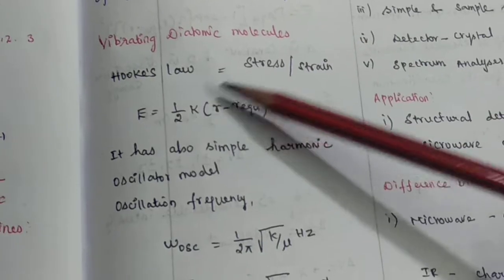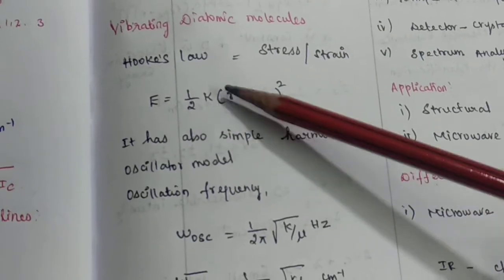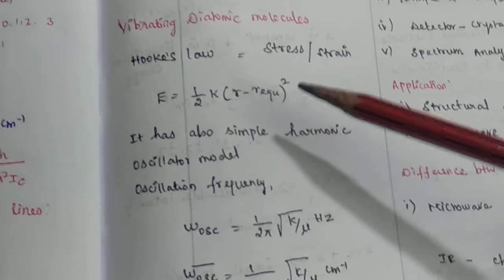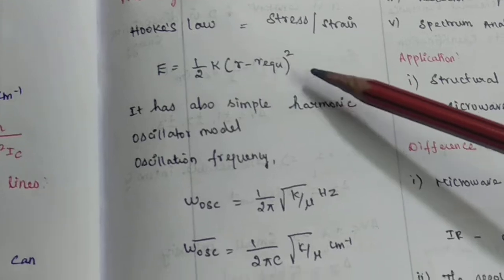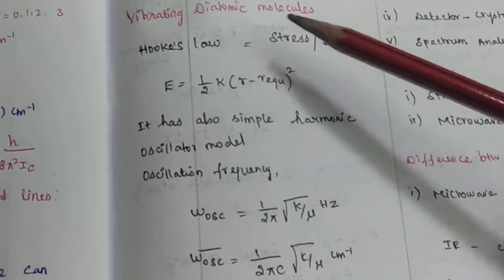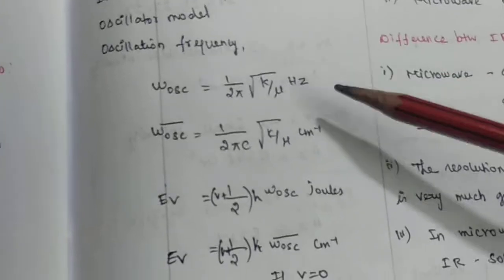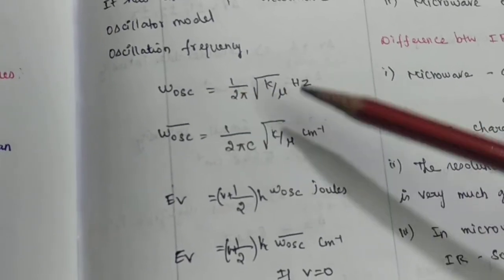So then Hooke's law can be defined as stress by strain. This is the formula: E is equal to 1 by 2k, then (r minus r_e) squared. This is the equation we have studied in quantum mechanics for the harmonic oscillator. So then vibrating diatomic molecules are also called a simple harmonic oscillator. So this can be written in this equation. The oscillating frequency can be written like this.